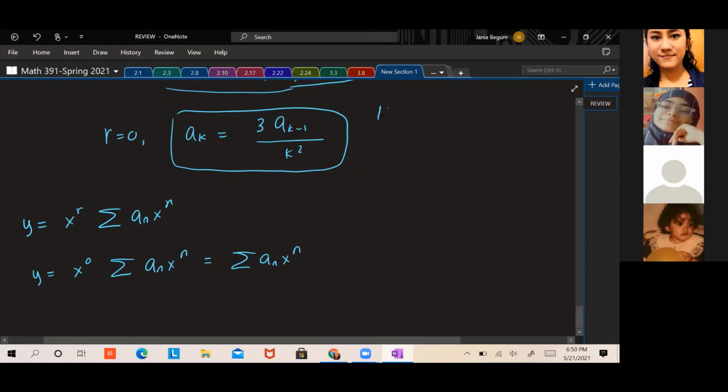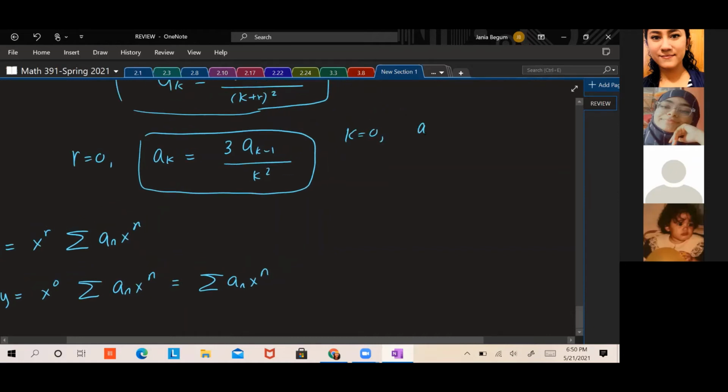So if I let k equals 0, I get a0, right? Now, I actually cannot let k equal 0. Why? Well, it gives us trouble on the denominator, right? So this is not possible.